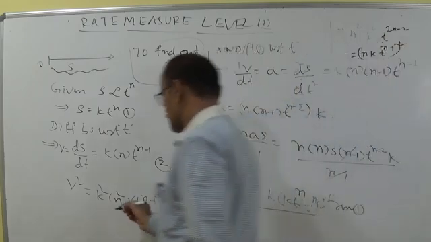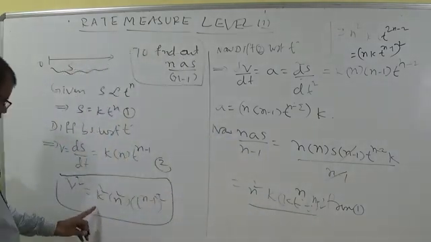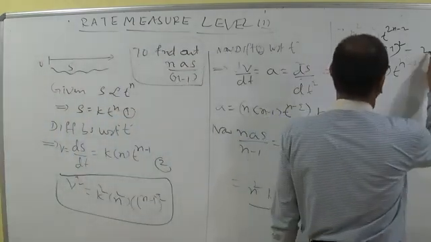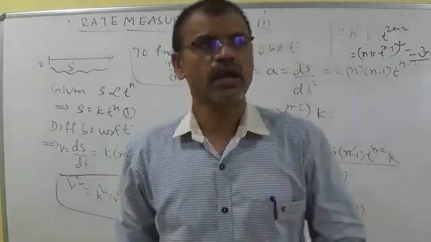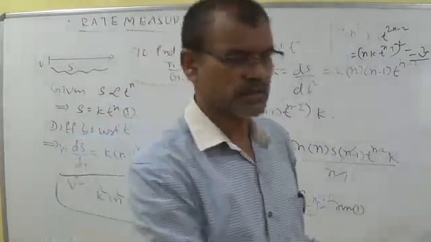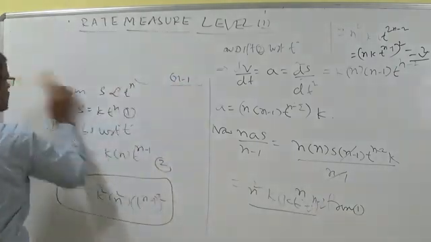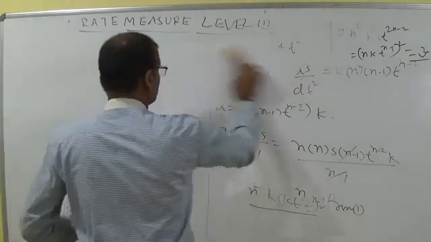I already said that v square will be useful: v square is k square into n square into t power n minus 1 whole square. So this can be written as v square. So the value of n a s by n minus 1 is v square. That is the second option. Now the first question is completed.